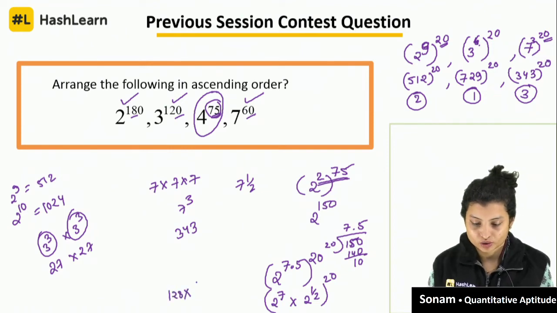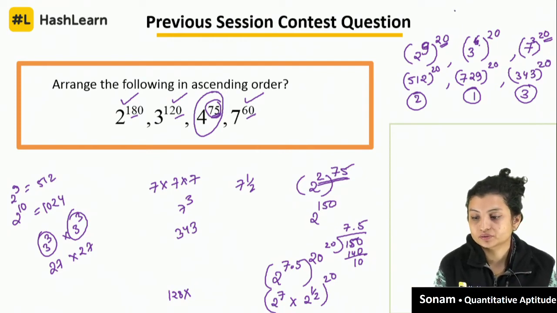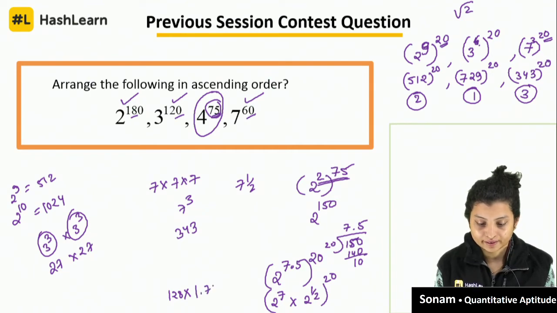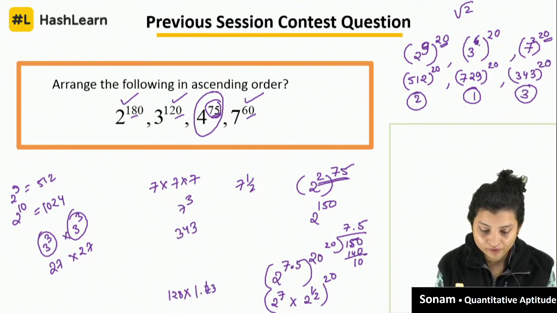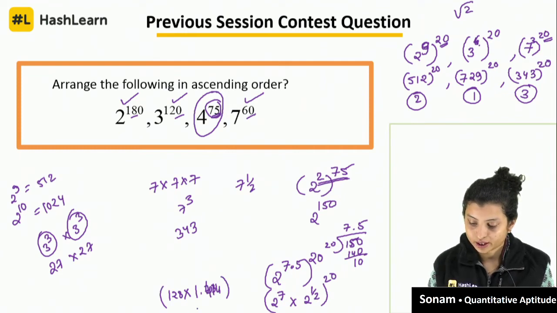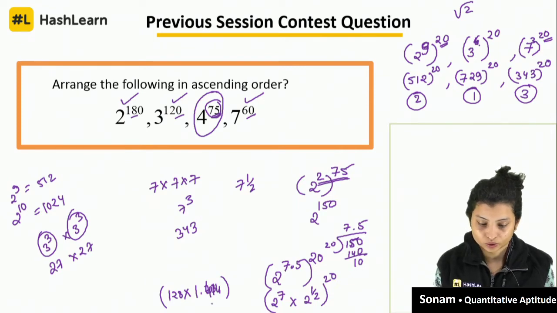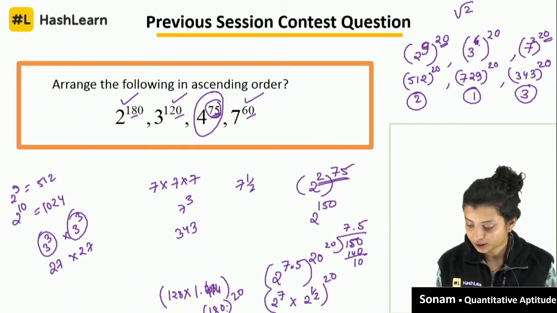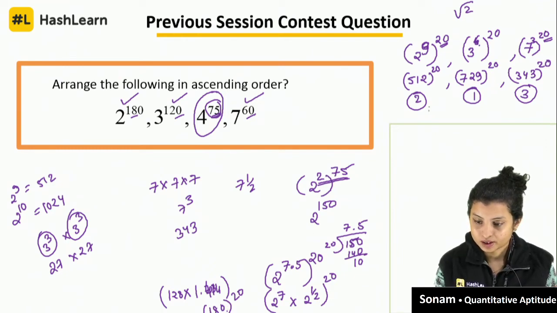128 into how much? Into root 2. We know the value of root 2, right? Root 2 is how much? 1.732. Sorry, 1.414. Okay, so 128 into 1.414 will be 180, close to 180 to the power 20. Okay, so now I can see easily which one is the smallest one. This one is the smallest one because this is the least of these.